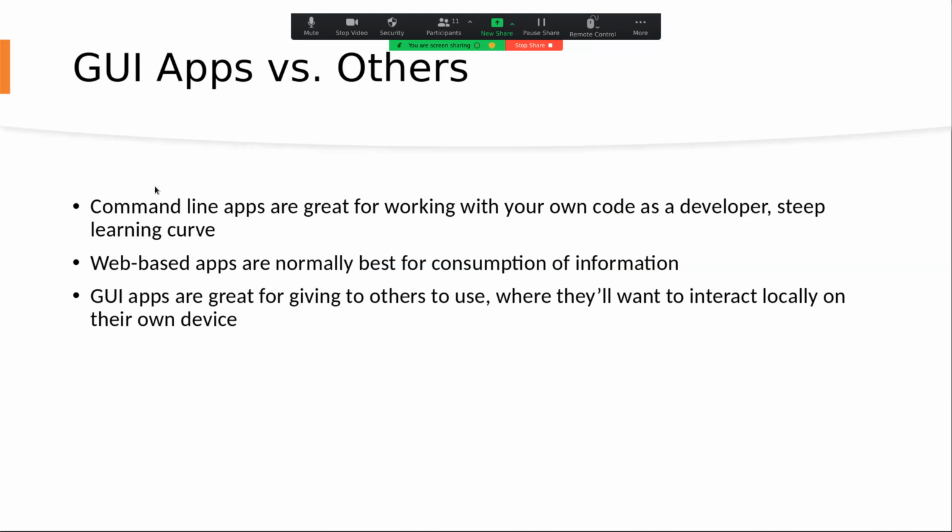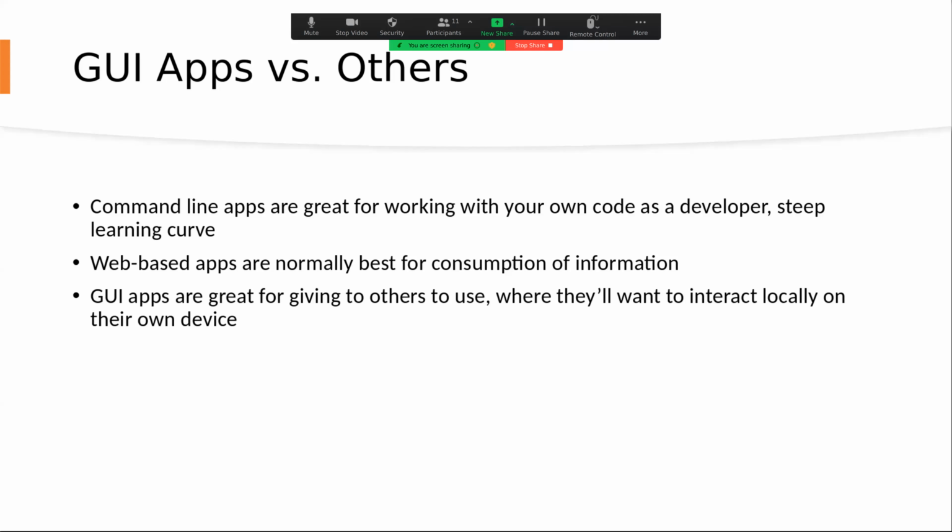Versus other things, there are command line apps, and we can build those using Python. It's probably very easy to build simple things with Python, to print out hello world or something on the command line. In general, though, it has a steep learning curve for others to pick up your app and make use of it. Web-based apps are also really good for certain types of things. I think of web-based apps more for consumption. What I mean by that is, if you need to receive information or interact with stuff, or send email or something, web-based apps are great for that.